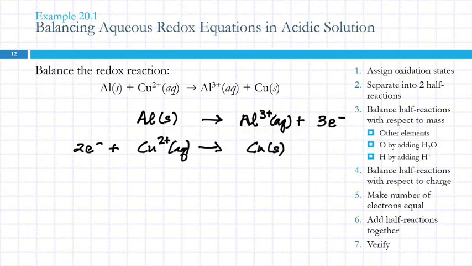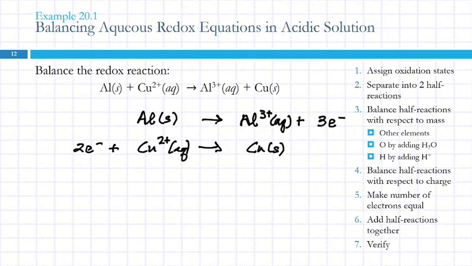Now we need to make the number of electrons equal, because you can't have this reaction giving off 3 electrons and this one only taking 2. Where does the other electron go? There's no SPCA for electrons, right? There's no foster care or anything. So if you lose electrons, you have to have somebody who's going to gain those electrons. So this can't work. We need these numbers to be the same.